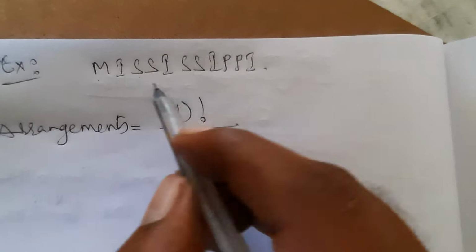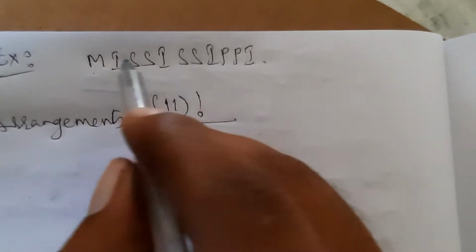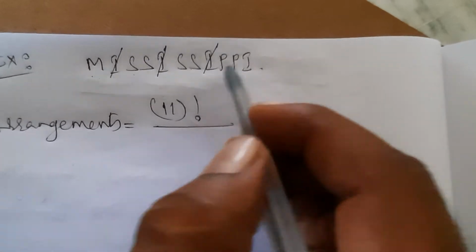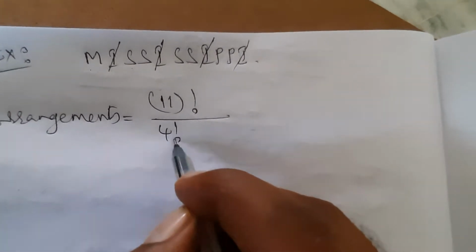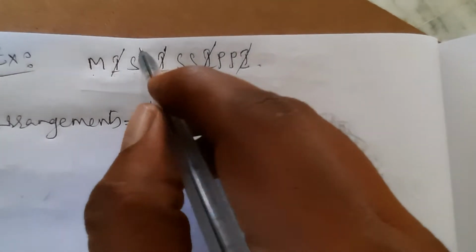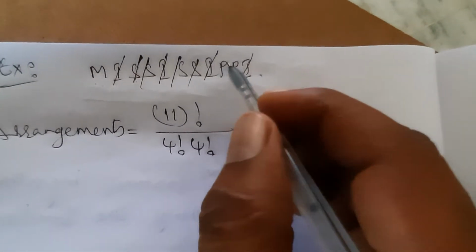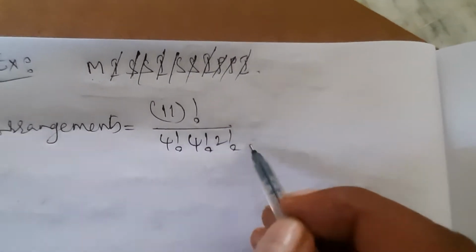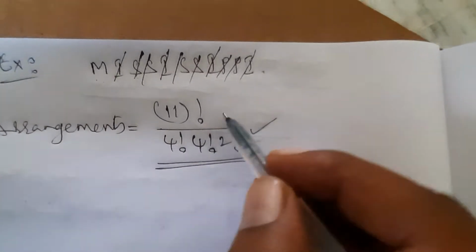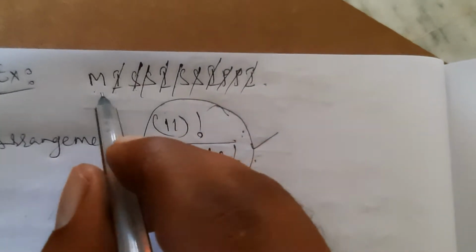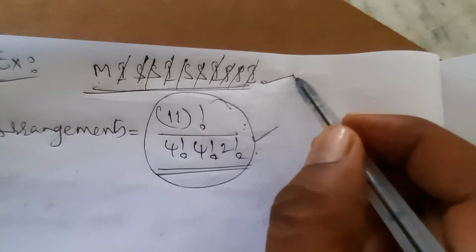11 factorial divided by: M occurs how many times? Only one time, leave it. I occurs 1, 2, 3, 4 times, so 4 factorial. S occurs how many times? 1, 2, 3, 4 times, so 4 factorial. P occurs how many times? 2 times, so 2 factorial. So these are the total number of permutations formed by using the letters of the word MISSISSIPPI.